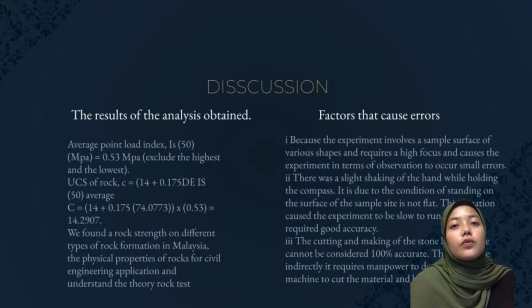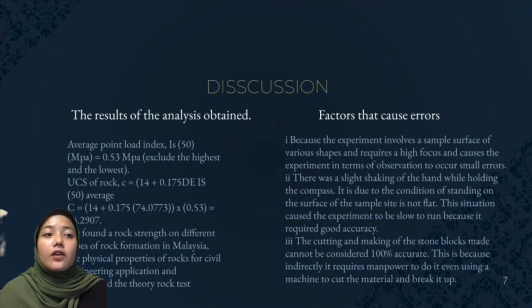So we continue with the discussion and conclusion. For discussion, we have two points: the result of the analysis obtained and the factors that cause error. The average point load index Is50 equals 0.53 MPa, which is good, excluding the highest and lowest. The UCS of the rock C equals 14.2907. We found the rock strength of different types of rock formation in Malaysia, the physical properties of rock for civil engineering application, and understood the theory of the rock test.